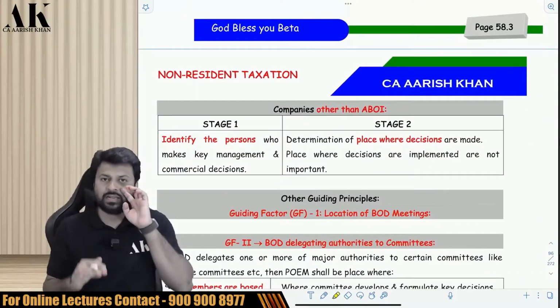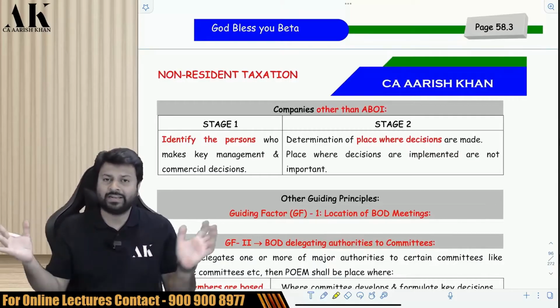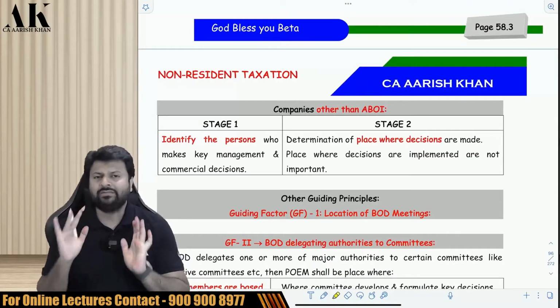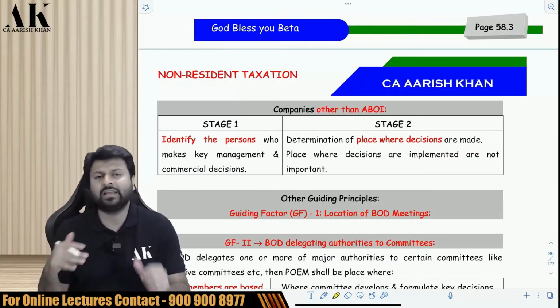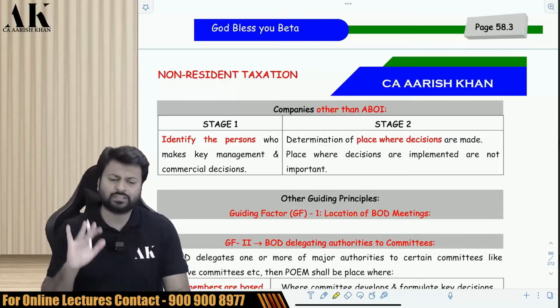So if the current year 22-23 and the last 2 years data is given, then take the average and find out all these things. If data is not given, then take the current year and last year. If that is not given, then take the current year data. That is also fine. Okay.